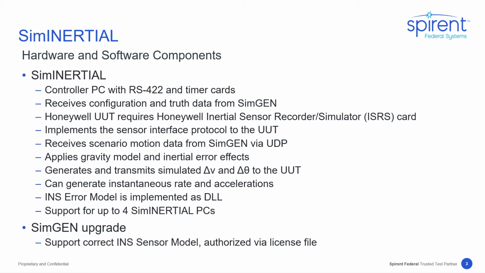Looking at what makes up the SimInertial capability, we have a dedicated rack mount controller PC with timer cards for synchronization, RS422 cards for delta data transmission. Honeywell devices may require the ISRS card. SimInertial will receive all truth motion and configuration data from SimGen via Ethernet streamed data. It will apply gravitational and defined error effects. Support for multiple devices is possible. On the SimGen side, all capability is authorized via license file.